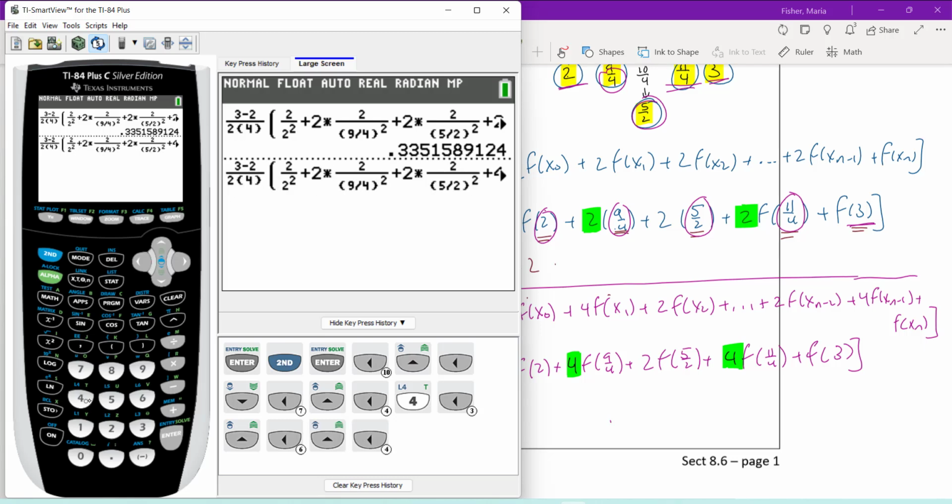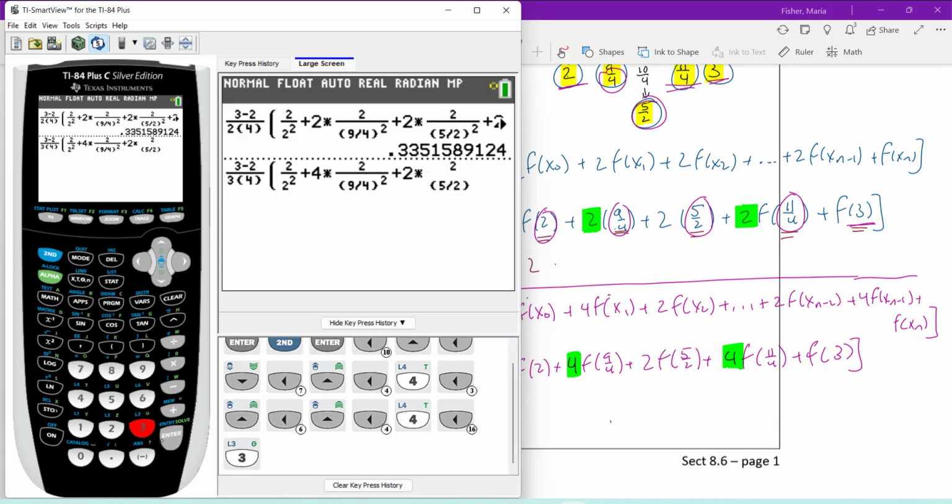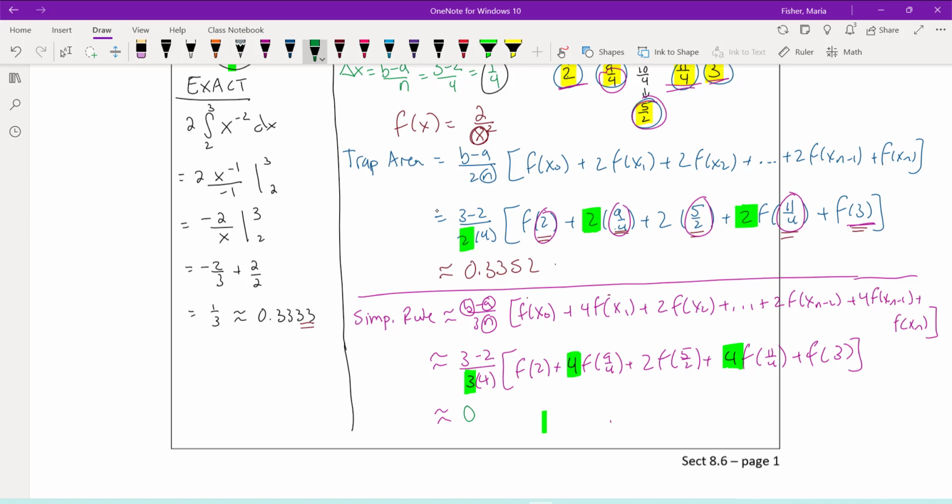Changing this number into a 4, and keep going. And changing this number into a 3. We hit enter, and to 4 decimal places, we have approximately 0.3334. Again, notice how close this is to the answer using only 4 subintervals.